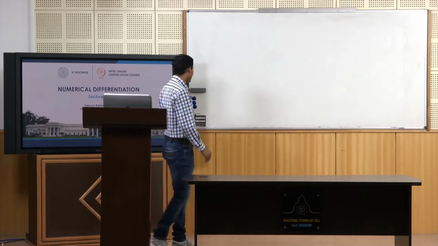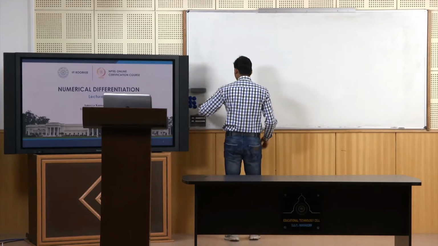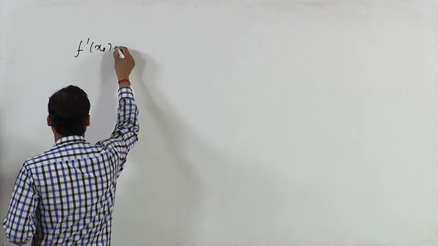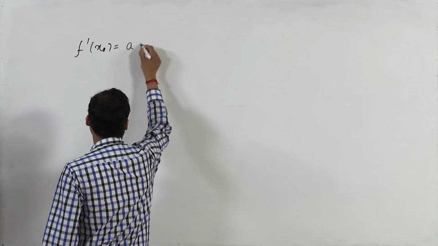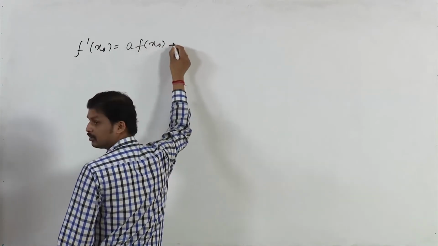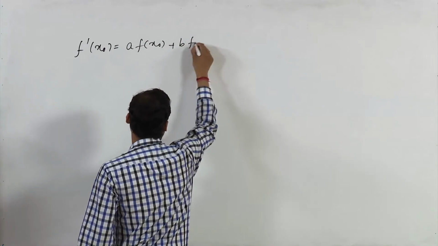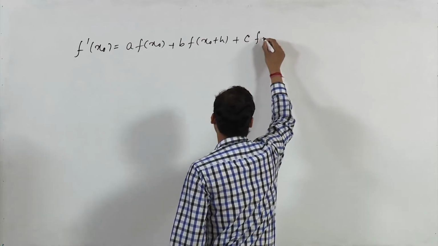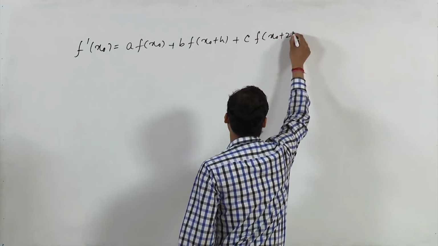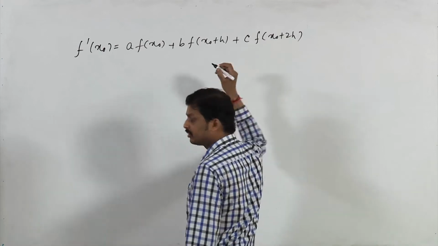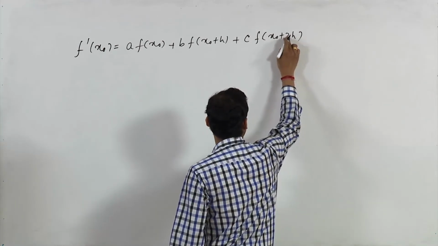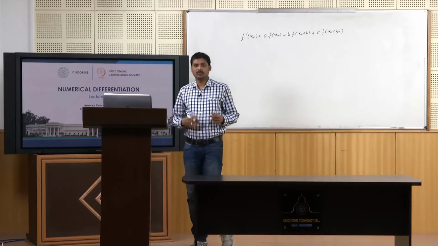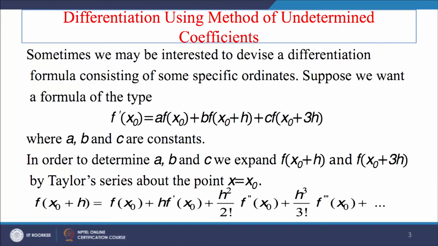Suppose a formula is written in the form f dash of x 0 equals a f of x 0 plus b f of x 0 plus h plus c f of x 0 plus, sorry, 3h, suppose. So, how can we determine these coefficients a, b, c from this derivative?